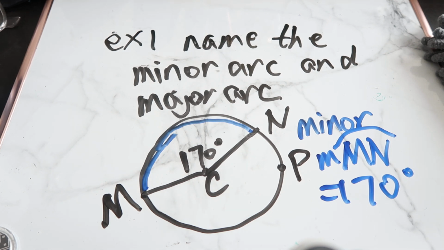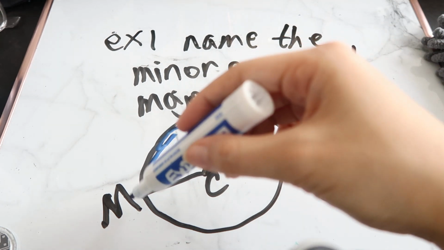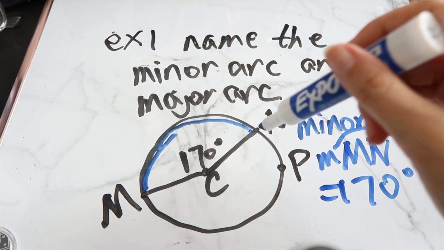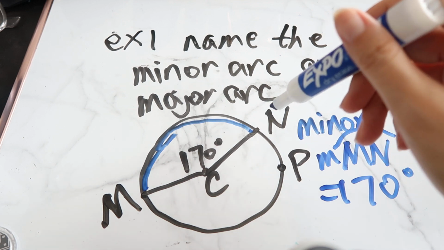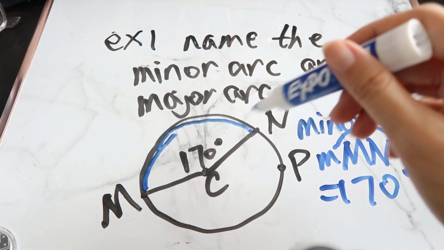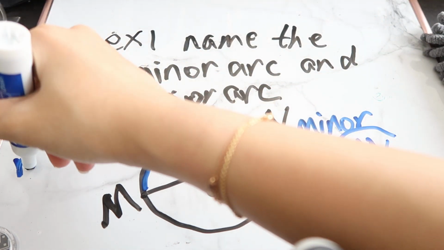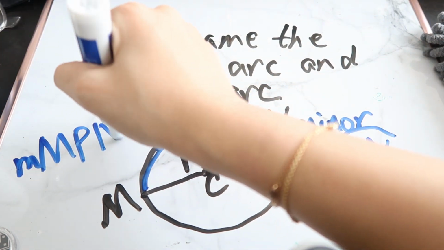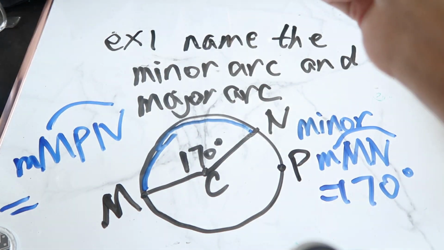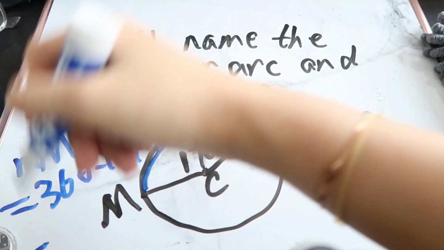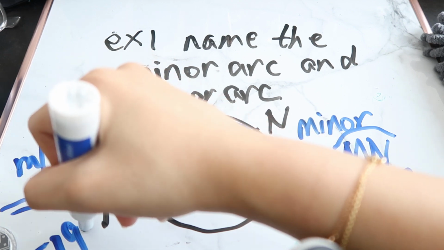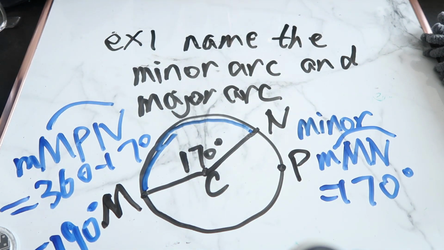And then we move on to finding the major arc. The major arc, you can either call it MPN, or if you want, you can call it NPM. It doesn't matter which one you start with, but keep in mind that because P is in the middle of M and N, you have to put P in the middle for the arc. So we can call it measure of arc MPN, and it would equal, again, 360 minus 170, which would be 190 degrees.